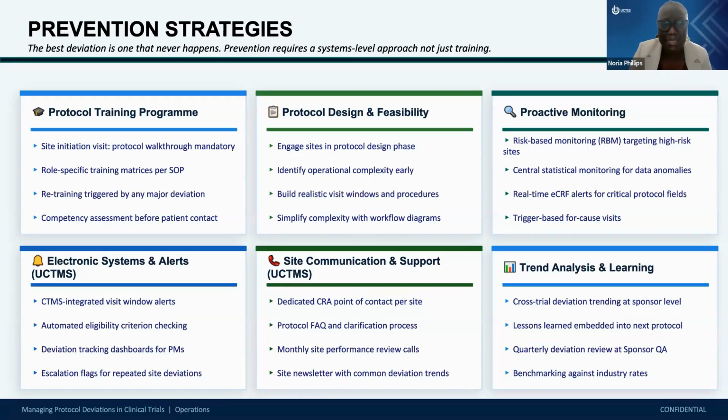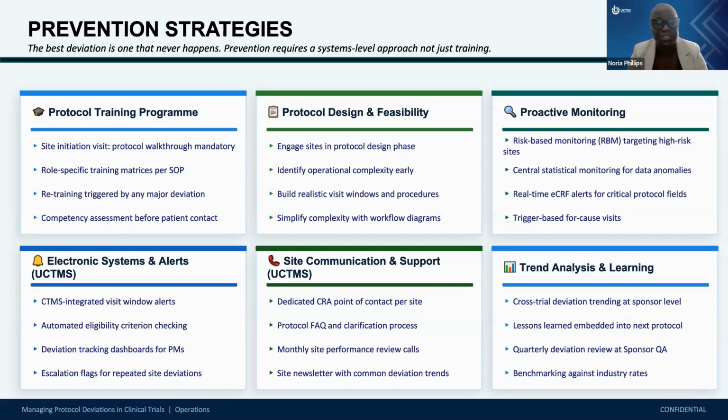Risk-based monitoring, targeting high-risk sites, yes. But again, we talked about this on Tuesday this week, that hybrid situations should work in certain parts of the world, because of some inherent problems there. Central statistical monitoring for data anomalies should be an ongoing process. A certain frequency can be set up, and this can be done more like spot checks from your programming team. Real-time eCRF alerts for critical protocol fields, edit checks, very, very helpful. Trigger-based for-cause visits as well. I always say, put a lot of edit checks in the systems so that it gives you more of a gateway to prevent any errors or bigger errors, so to speak.